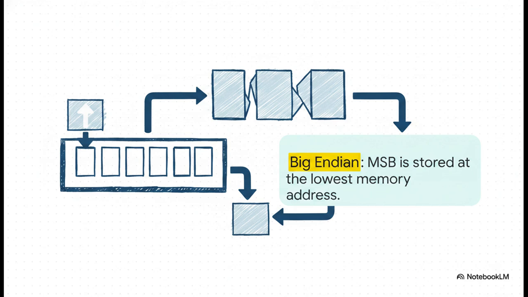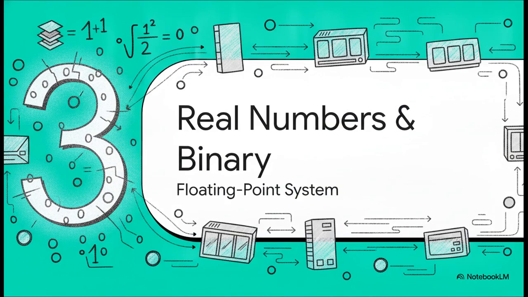If it takes the most significant byte, which is the leftmost part of our data, and stores it at the lowest memory address, we call that Big Endian. But if it flips that logic, grabs the least significant byte from the far right side, and stores that at the lowest address first, well, that's Little Endian. It's essentially just the computer deciding whether it wants to read a multi-byte word from left to right or right to left. All right, moving right along to Section 3, real numbers and binary.